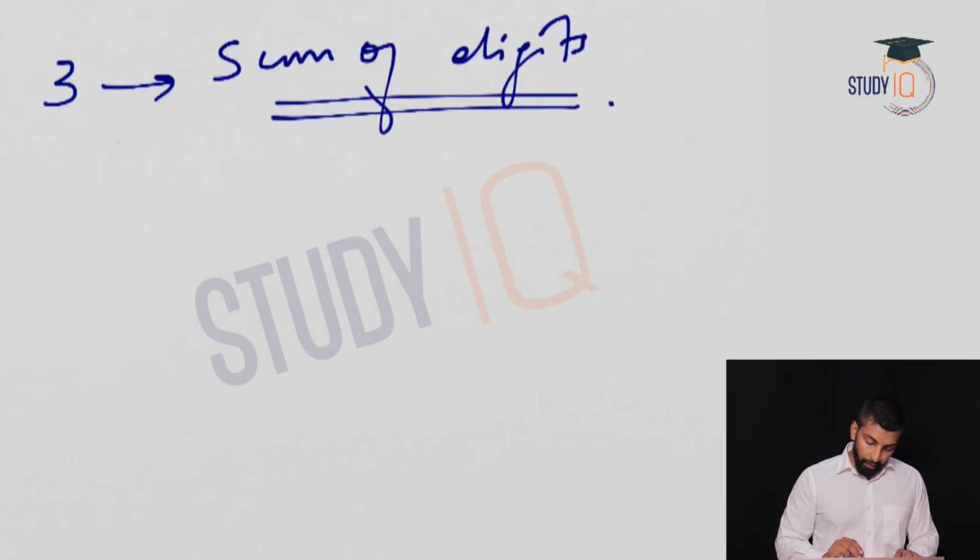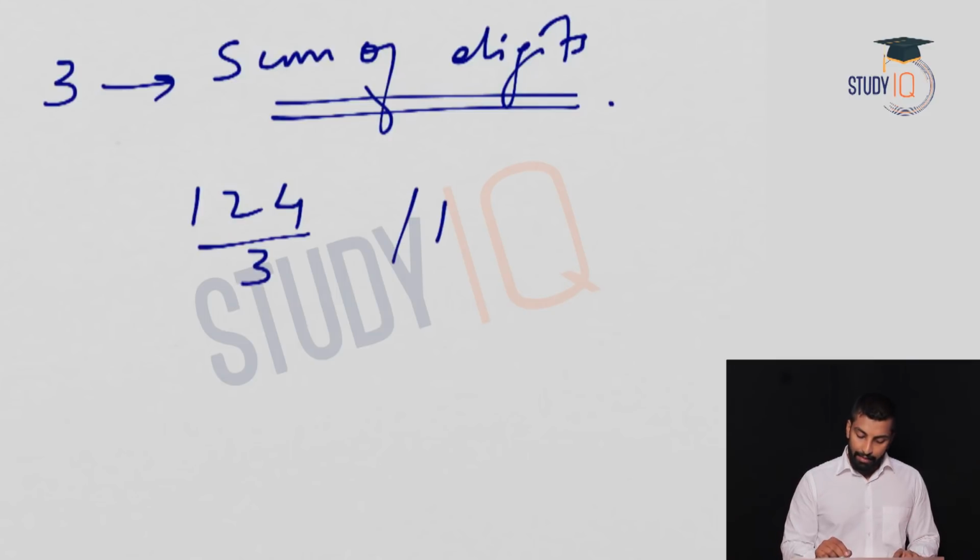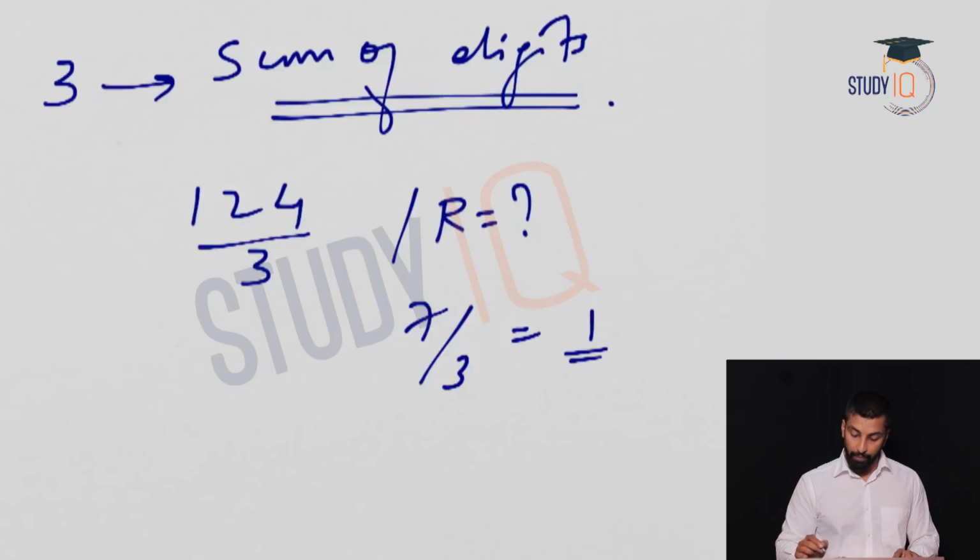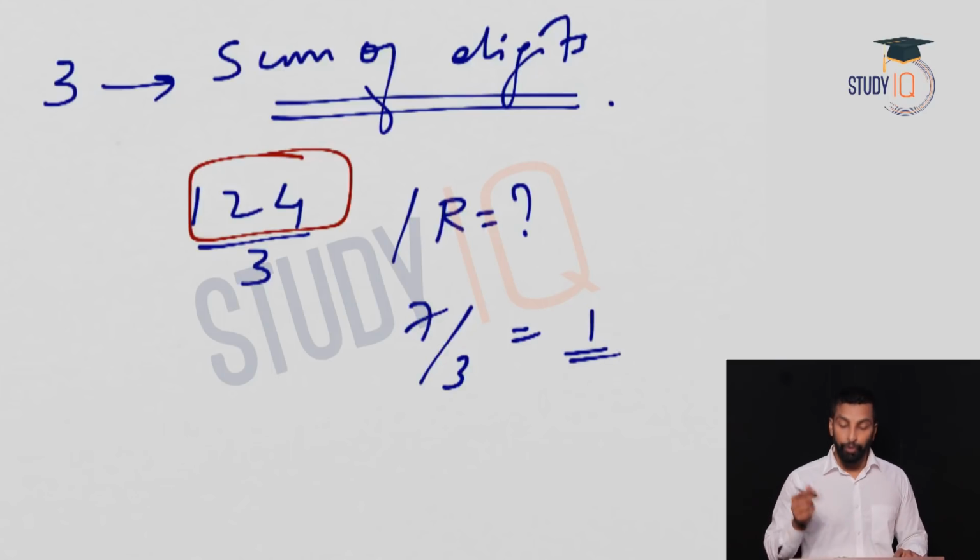Okay, divisibility of 3. So what is the divisibility rule of 3? You will tell me directly that it is the sum of digits. So if you have a question, 14 divided by 3, what is the remainder? What will you do? You will find the sum of digits, 1 plus 4, 5. Now 5 you will divide by 3 and you will get remainder 2. So you will directly tell me that this number is not divisible by 3. That is the idea of this, right?